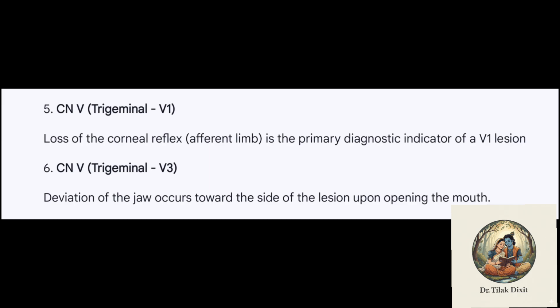Now cranial nerve 5 injury. For the fifth nerve, V1 counterpart, there is a loss of the corneal reflex because it is an afferent limb, and it is a primary diagnostic indicator of the V1 lesion.